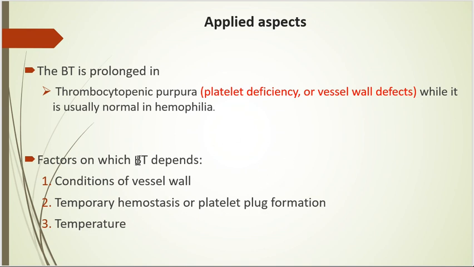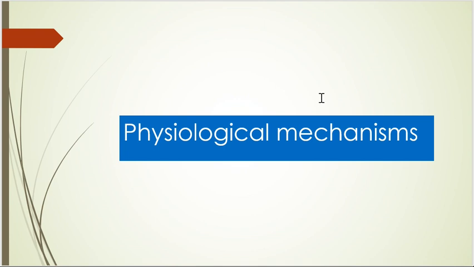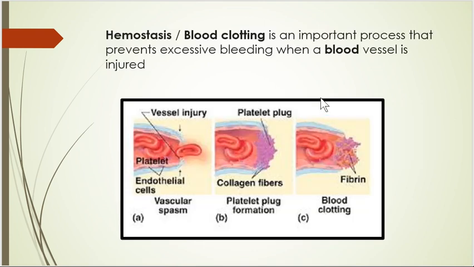Now, why are we stressing platelet deficiency here? Let's first see the physiological mechanism behind it. We know hemostasis, or blood clotting, is basically the arrest of bleeding when we have a puncture. This is a process that prevents excessive bleeding whenever we are injured. Whenever there is bleeding, we have three physiological steps in our body. First is vascular spasm, second is platelet plug formation, and third is blood clotting.